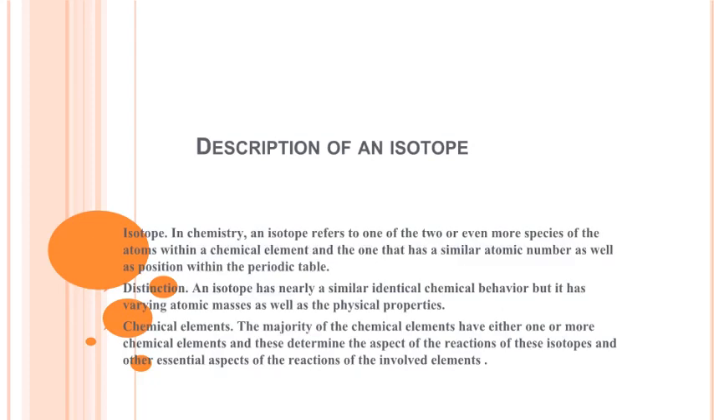In chemistry, an isotope refers to one of two or even more species of the atoms within a chemical element, and the one that has a similar atomic number as well as position within the periodic table. There also exists a notable characteristic that is mainly involved in identifying an isotope. An isotope has nearly identical chemical behavior, but it has varying atomic masses as well as physical properties. The majority of the chemical elements have one or more isotopes, and these determine the aspect of the reactions of these isotopes and other essential aspects of the reactions of the involved elements.